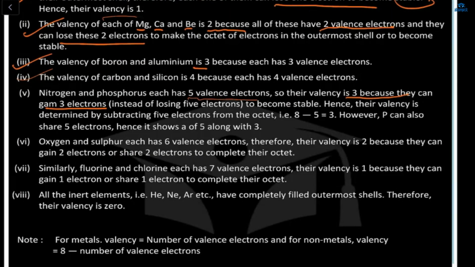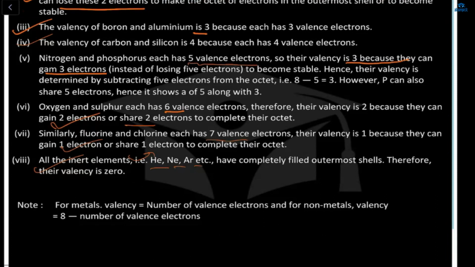Oxygen and sulfur each have 6 valence electrons, so they will gain 2 to become stable. Similarly, fluorine and chlorine have 7, so they will gain 1 electron to become stable. Helium, neon, and argon have completely filled outermost shells, so their valency is 0. They need not share, gain, or lose, because the shell is already filled.